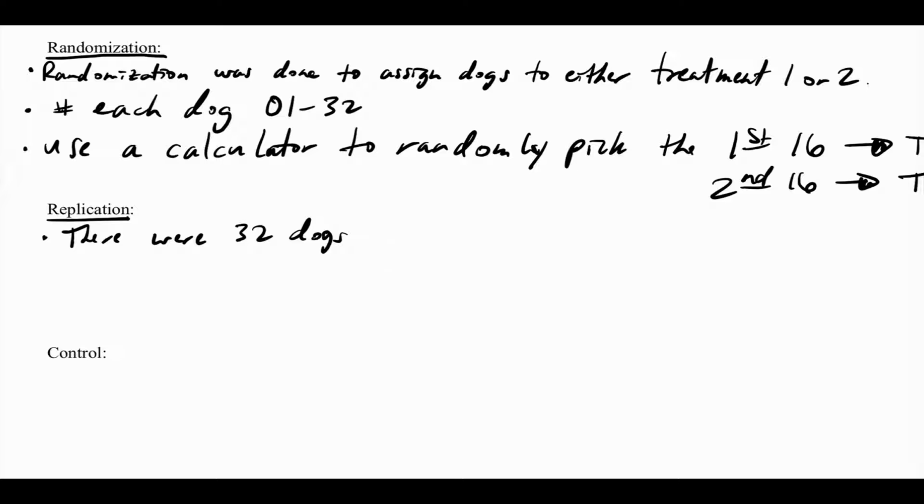And then we can say 16 in each group used for experiment. So number is important.